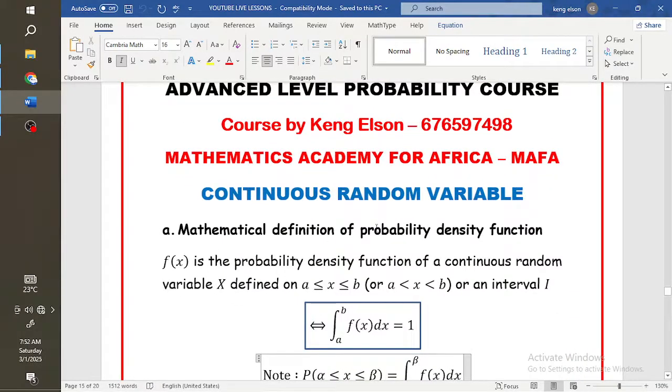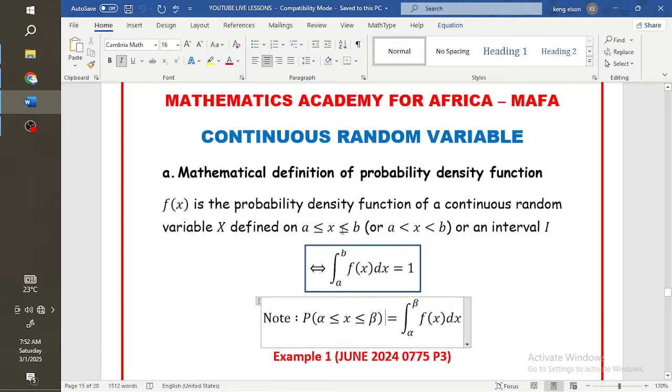is the mathematical definition of the probability density function of a continuous random variable. So the definition is that if f of x is a probability density function of a continuous random variable x defined on the interval a to b, or on the open interval a to b, or maybe just on an interval I, because maybe there could be many intervals, then the integral from a to b of f of x must always be equal to 1. So that is the definition of the probability density function of a continuous random variable. So if we call it the probability density function, then your integral over the interval where that variable is defined must always be equal to 1.